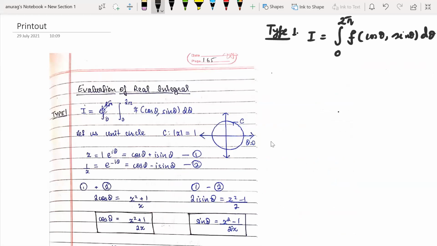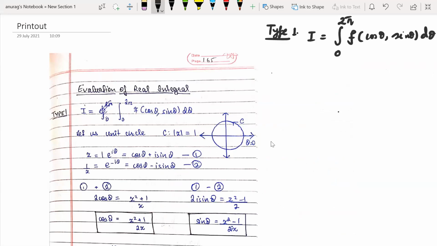Today we will see the application of the Cauchy residue theorem and how we can solve some real integrals which are very difficult to evaluate in the real plane, but with the help of complex functions and the Cauchy residue theorem we can easily solve them. There are four types in our syllabus.